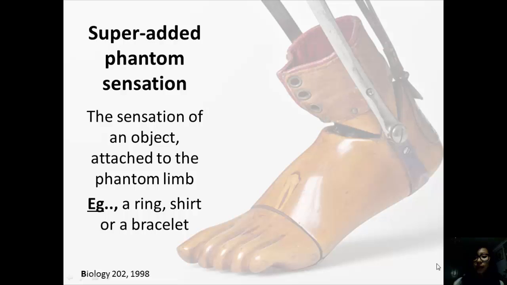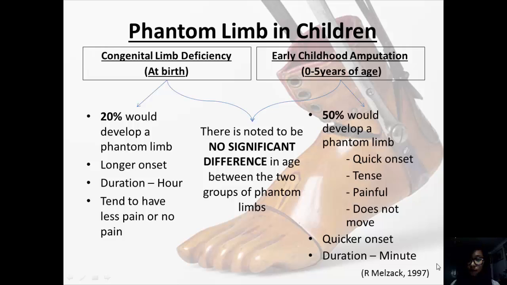Phantom limbs in children are known to differ from phantom limbs in adults. They differ due to the idea that they are usually obtained differently. Children are able to obtain a phantom limb after being born with congenital limb deficiency or having an early childhood amputation. Although children are able to have a phantom limb, not all kids are heard to have them.